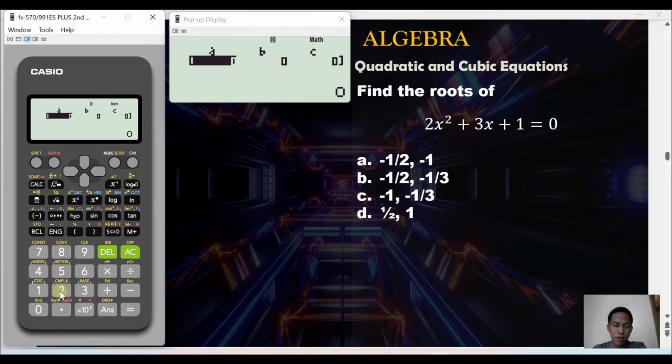Okay, let's repeat. The coefficient for x squared is 2. The coefficient for 3x is 3. And the constant is 1. We press equals: negative 1/2 and negative 1. So that is letter A.